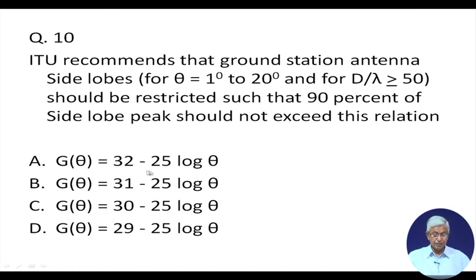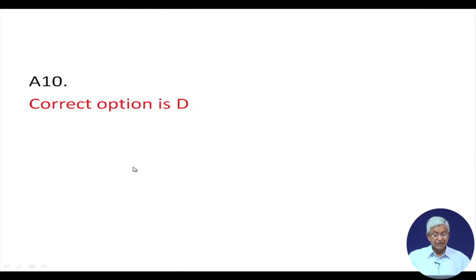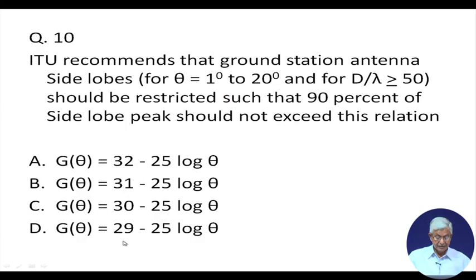The relations given are G theta: 32 minus 25 log theta, 31 minus 25 log theta, 30 minus 25 log theta, 29 minus 25 log theta. You have to recollect which was recommended by ITU, and ITU recommends option D, which is 29 minus 25 log theta. So, with this, assignment 5, all the questions are answered. Thank you very much.